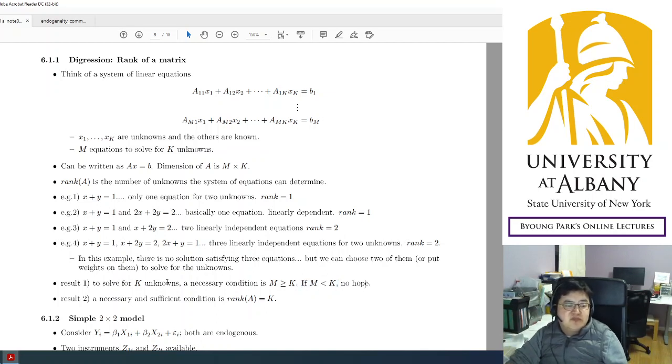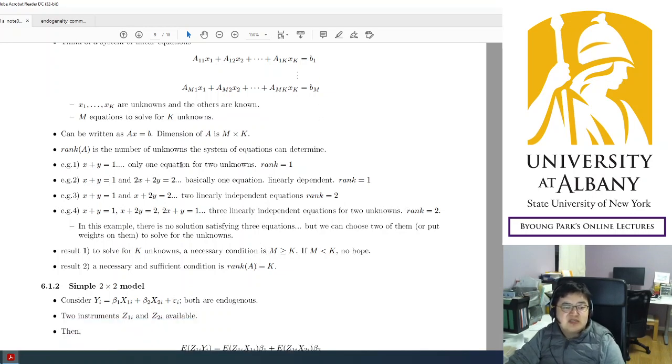So it's simple. And then a necessary and sufficient condition for a unique solution to exist is that the rank should equal the number of unknowns, so the number of unknowns the system can handle equals the number of unknowns. So exactly, that's what it means.